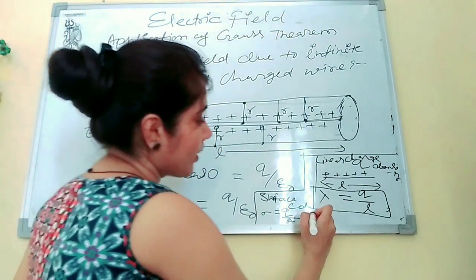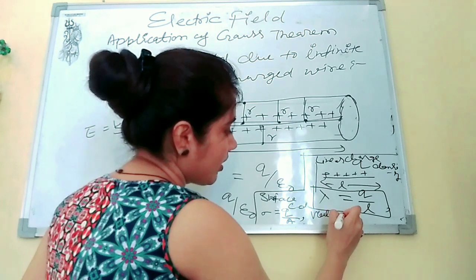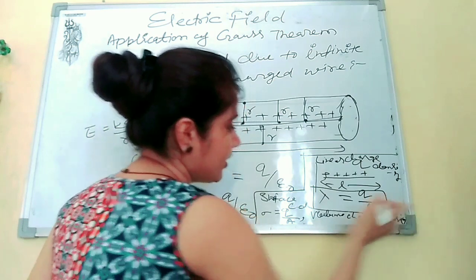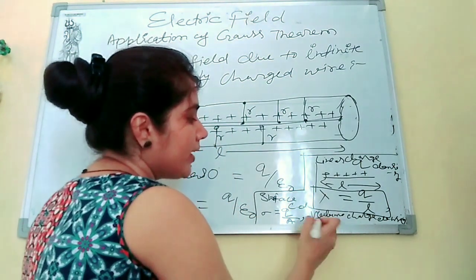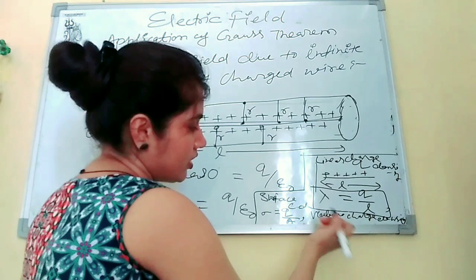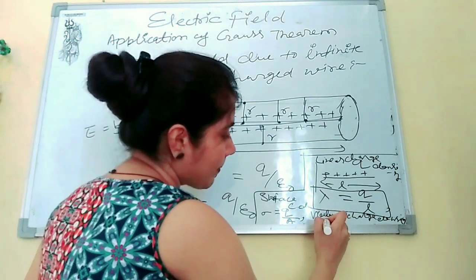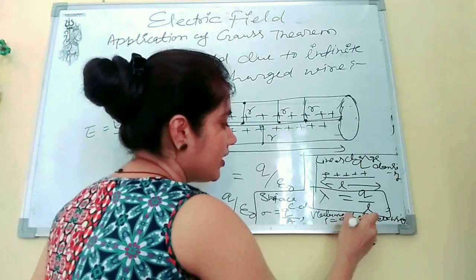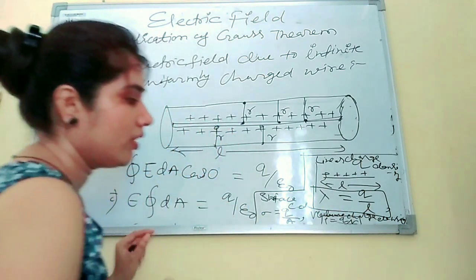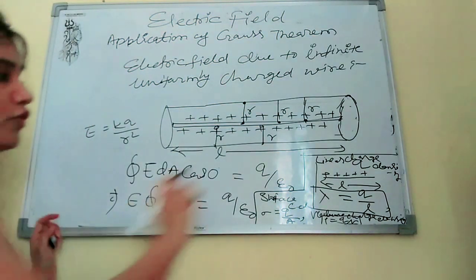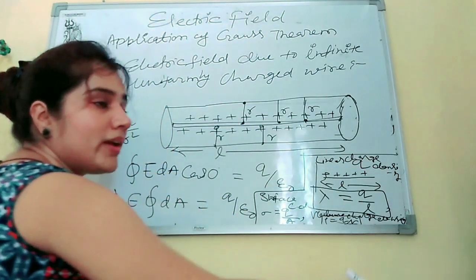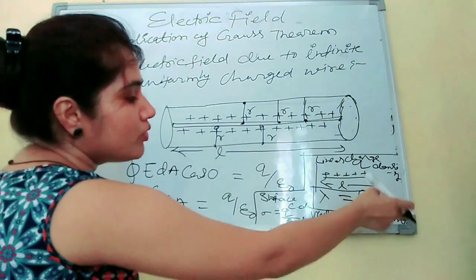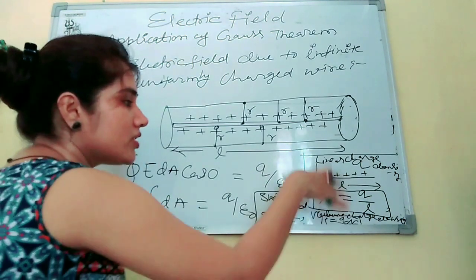Now, volume charge density. It has simply some volume, either a cube or a cuboid. We denote it by rho, and rho is equal to Q upon V. Simply, these are the formulas. So for linear charge density, lambda equal to Q by L. For surface charge density, sigma equal to Q by A. And for the volume charge density, rho equal to Q by V. These are the basic formulas.